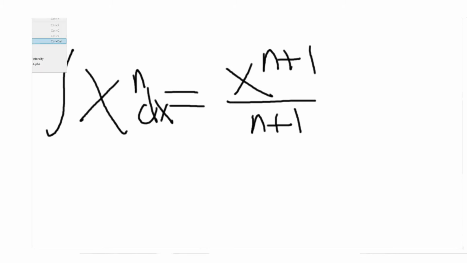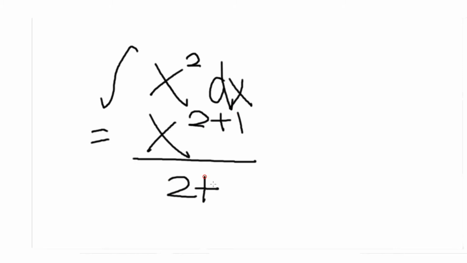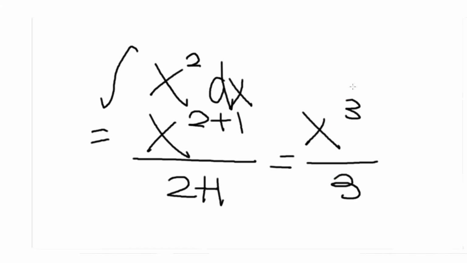So now we're going to take a look at an example. If we want to find the indefinite integral of x squared dx, this just equals x raised to the 2 plus 1 power divided by 2 plus 1, which equals x raised to the 3rd over 3 plus c. Be careful, do not forget about that.